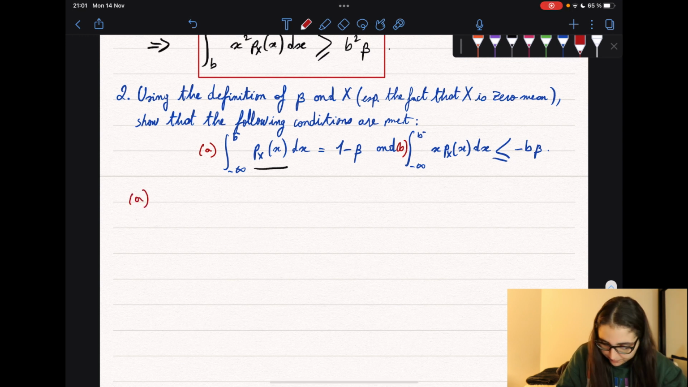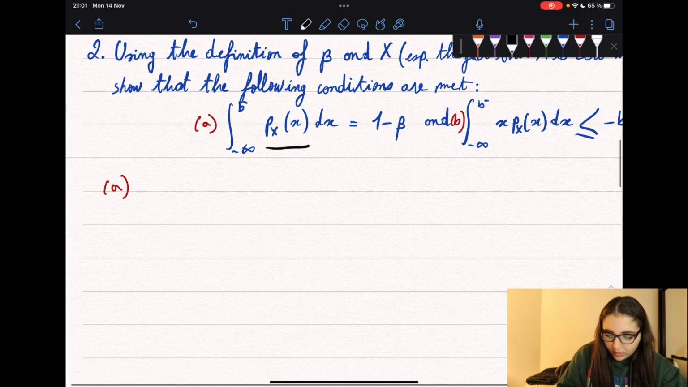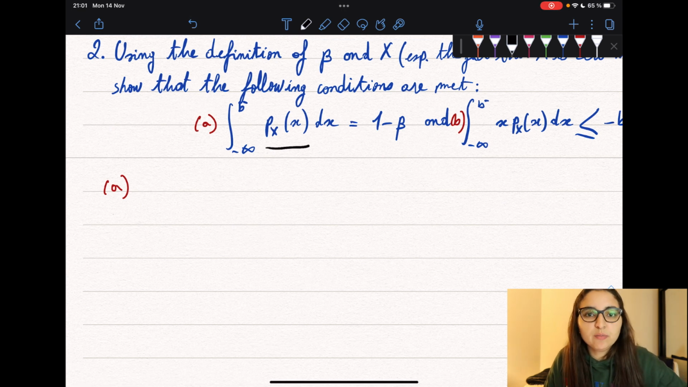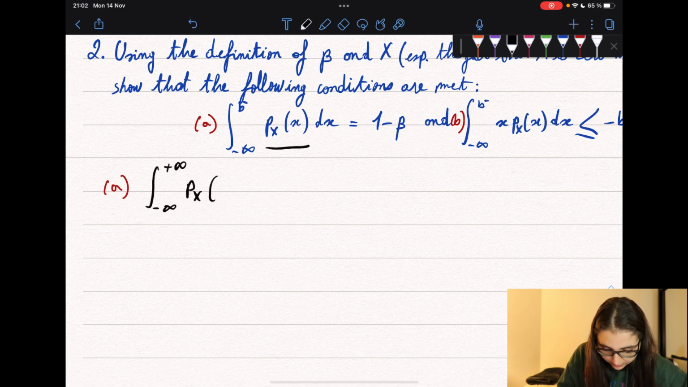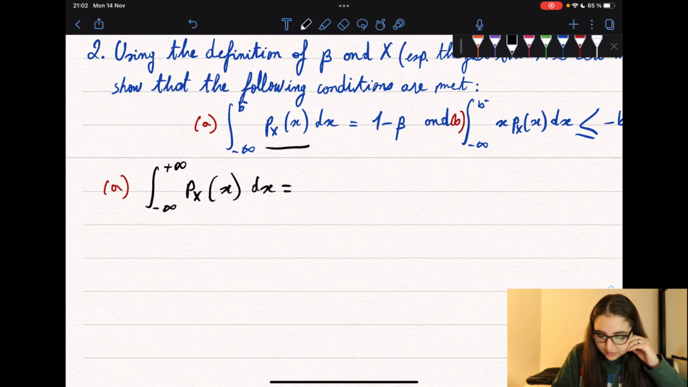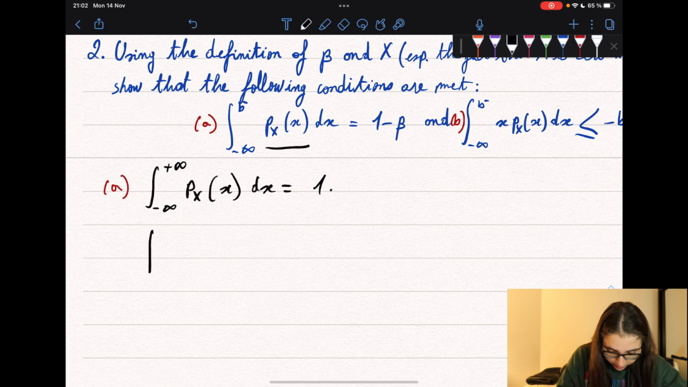So for A, this actually stems from the definition of probability. We know that the integral from minus infinity to plus infinity of p_X(x) is equal to 1. And we know that we can rewrite this integral to make it depend on b.